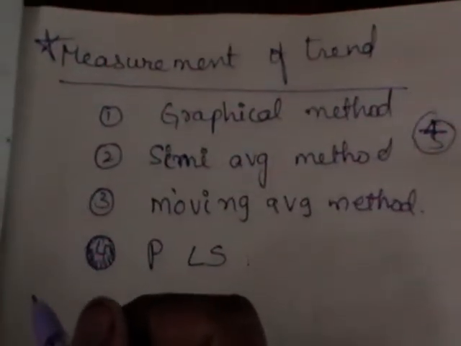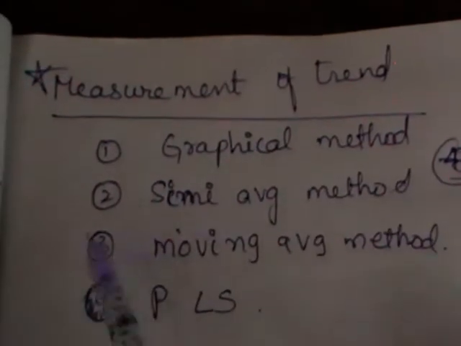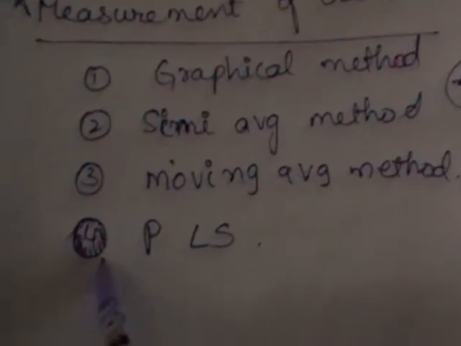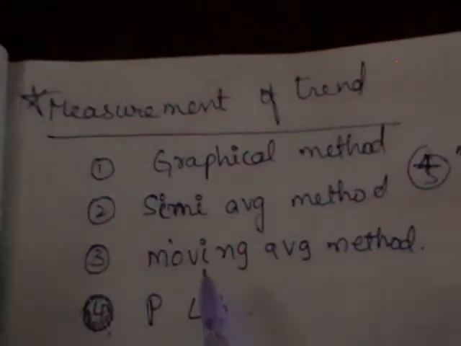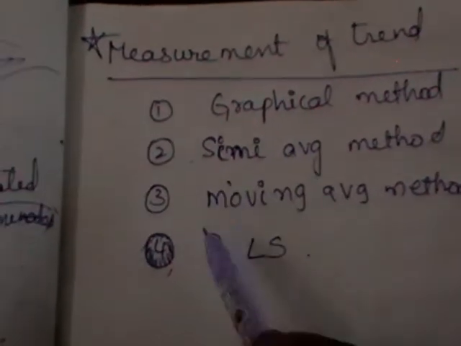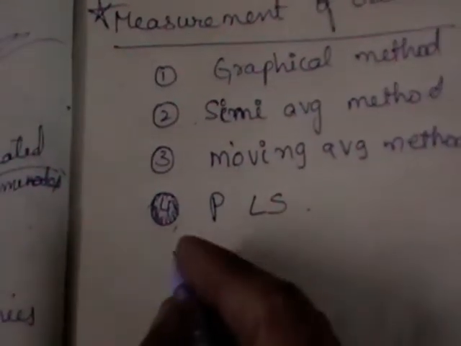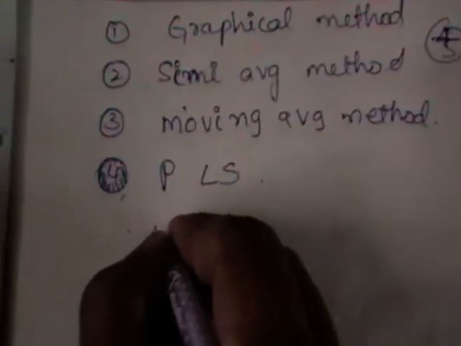So for measuring trend we have four different methods: graphical method, semi-averages method, moving averages method, and principle of least squares. So let us discuss these two first and then go to the second two. So graphical method. What are the two variables in time series? I said that only two variables will be there, which are nothing but t comma yt.